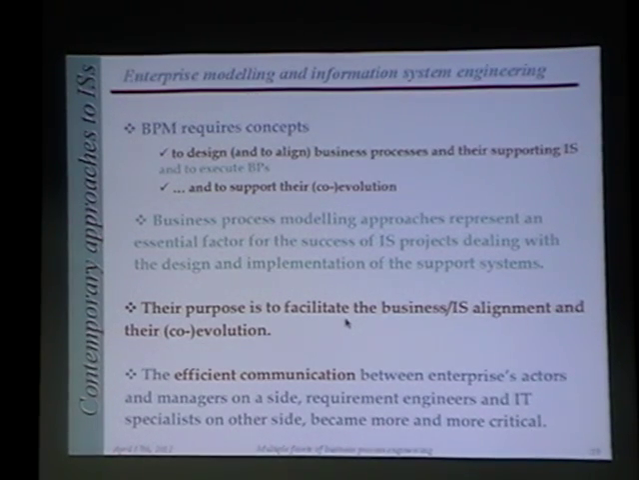So in these contemporary approaches to information systems, business process modeling became an important aspect. And business process modeling requires concepts to design business processes and their supporting information systems, and also to execute business processes, and also concepts to support the co-evolution of business processes and supporting information systems. The purpose is to facilitate the business information system alignment and the co-evolution.